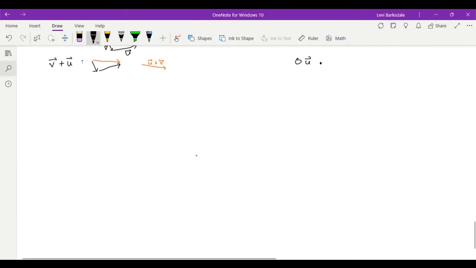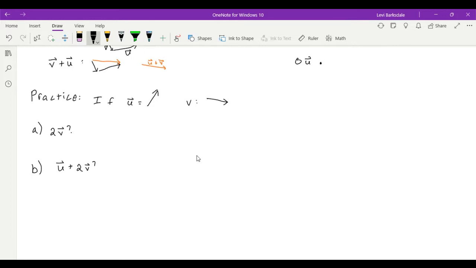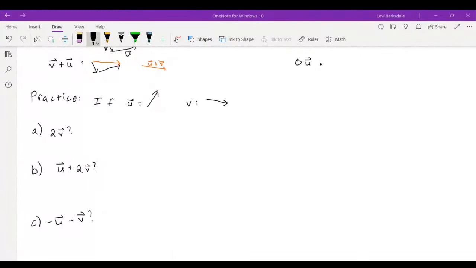All right, now let's go ahead and do a couple of practice problems before we get into vectors using numbers. And I'll give you about a minute to work through those.